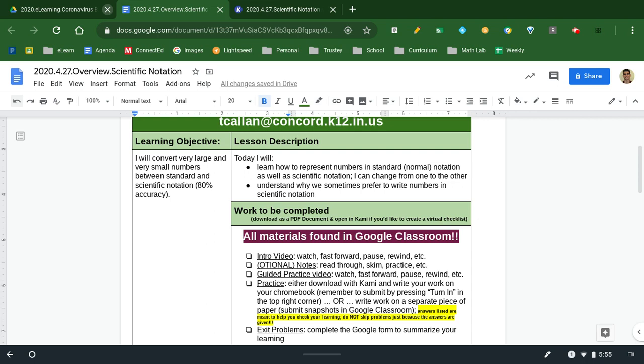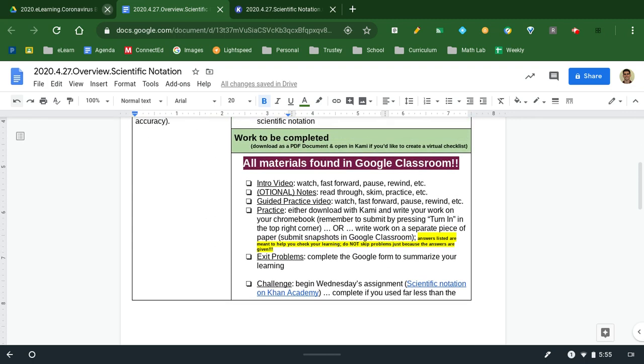We're going to do the same thing with numbers here, standard normal notation and scientific notation. Going to be able to change back and forth from one to the other and understand why we do that. Now, all these materials, once again, are in Google Classroom.